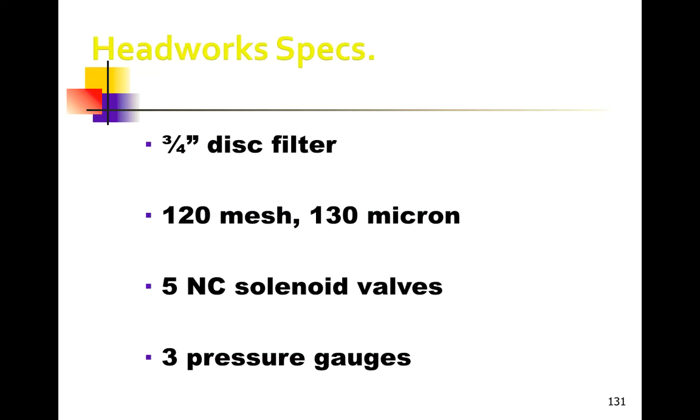And I've got to give a little bit of explanation of what we're going to do and why. The Headworks has a 3/4 inch disc filter, and this is just for using one basin, one low flow basin. It's 120 mesh. There are 5 solenoid valves within the Headworks, and they're all normally closed valves. And you'll have 3 pressure gauges to measure pressures at 3 different positions.